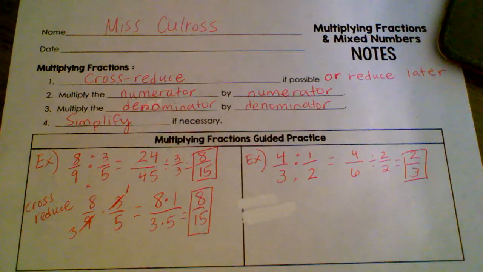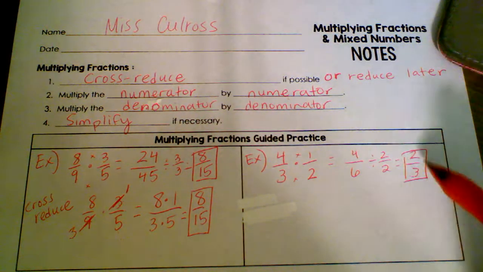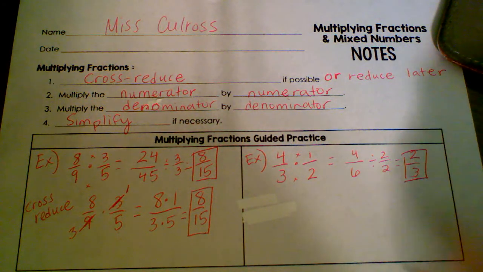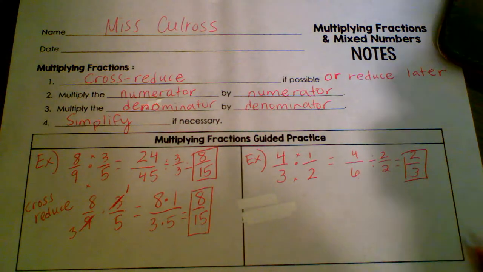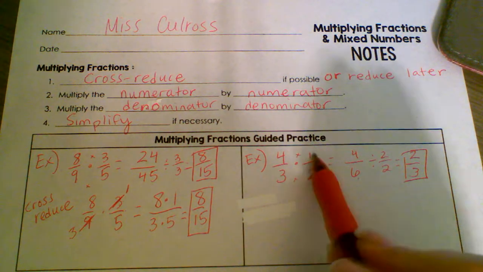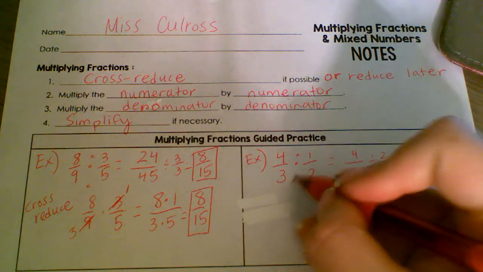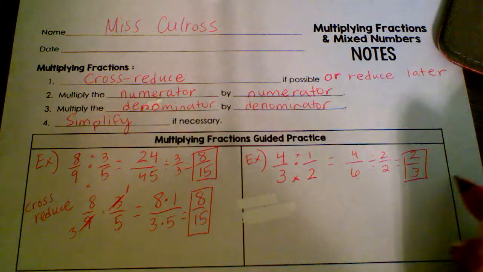All right, so I got 2/3. Did you get 2/3? Great. Did you get 4/6 maybe? Just have to remember to reduce. Okay, so I did 4 times 1 equals 4, 3 times 2 equals 6, and reduce from there.